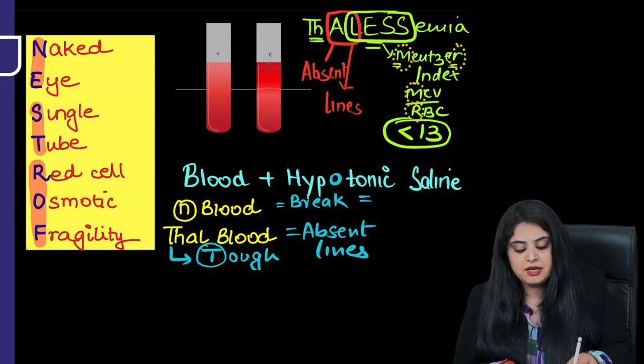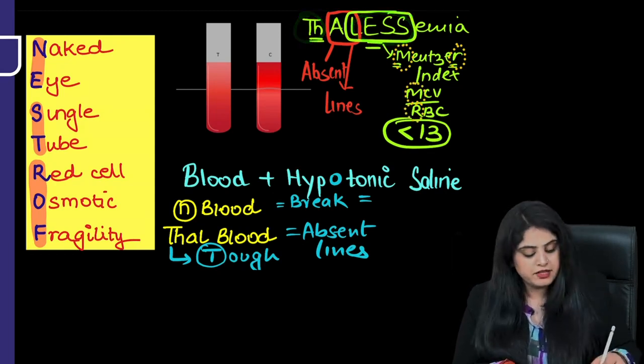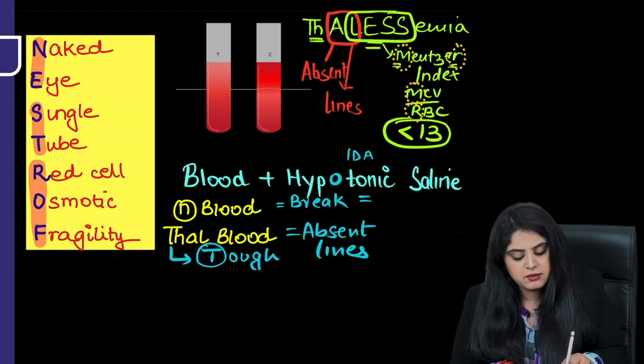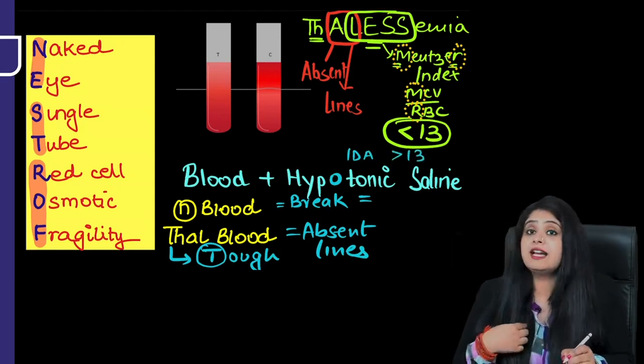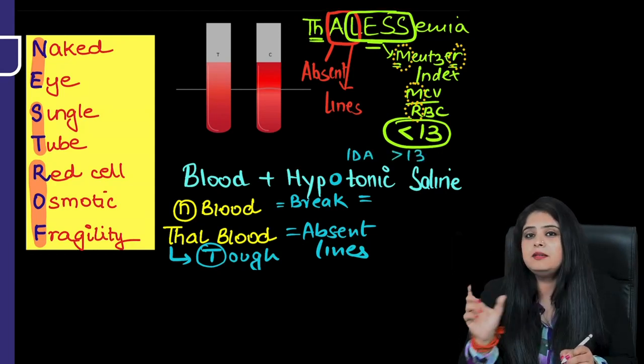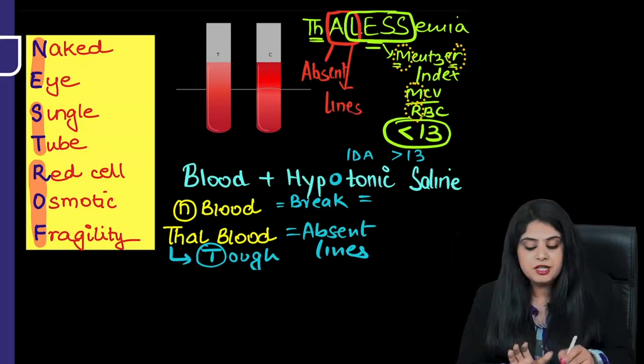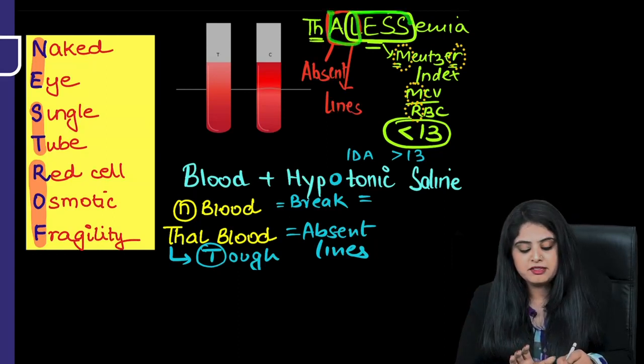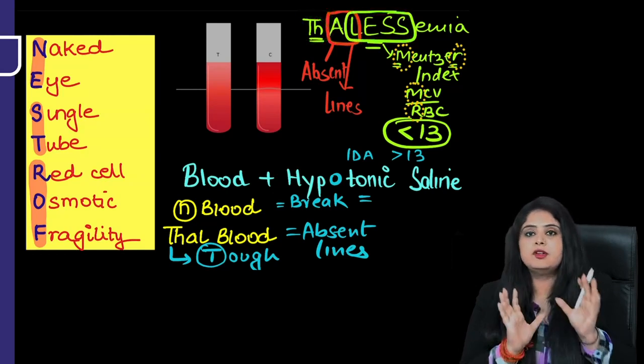And in thalassemia, it is less than 13. Whereas what is the case of iron deficiency anemia? The Mentzer index is more than 13. That is why I've given you this mnemonic: in thalassemia, it is less than 13. Simple. So thalassemia has absent lines and the Mentzer index is less than 13. The name is your mnemonic.